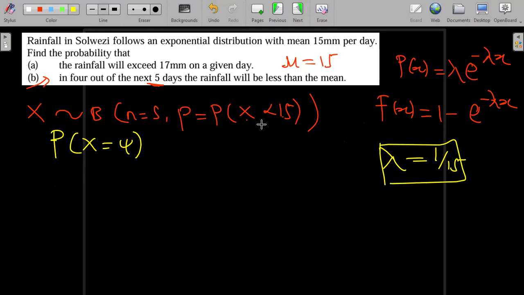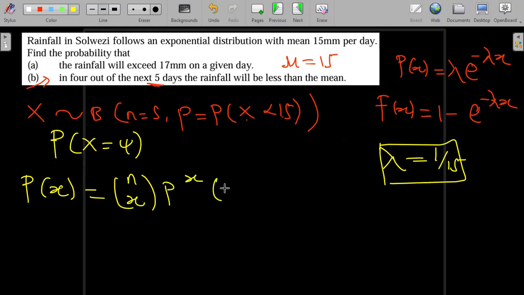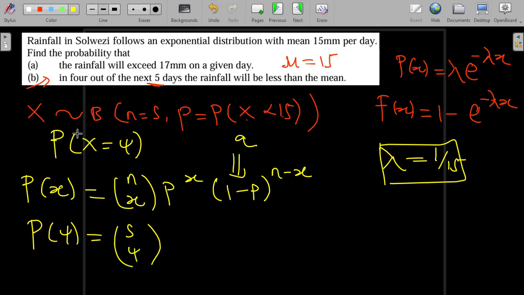But if x follows a binomial, then the PDF changes. So the PDF of x will just be equal to n choose x, p, the probability of success, to the power x, and then 1 minus p, which is the same as q, to the power n minus x. So I'm finding the probability of 4. n, we said, is 5, so that would be 5 choose 4, 4 out of 5.